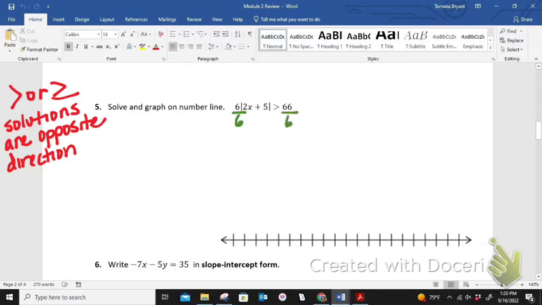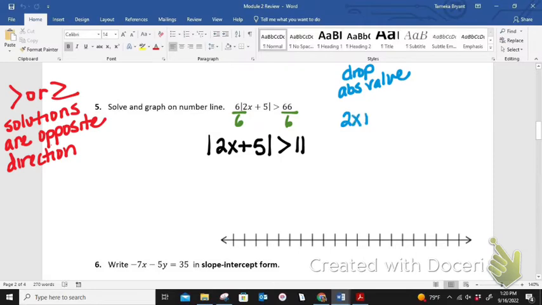Which is going to give us the absolute value of 2x plus 5 is greater than 11. So now you're ready to write your two inequalities. So for the first inequality, you're just going to drop the absolute value. So it'll just be 2x plus 5 is greater than 11.